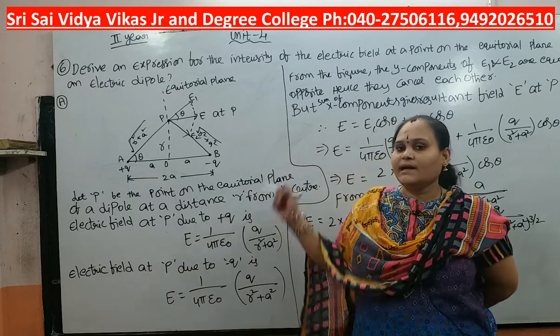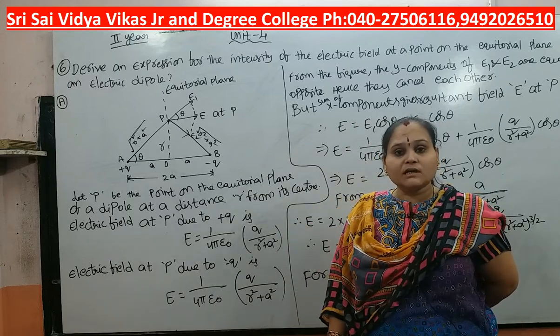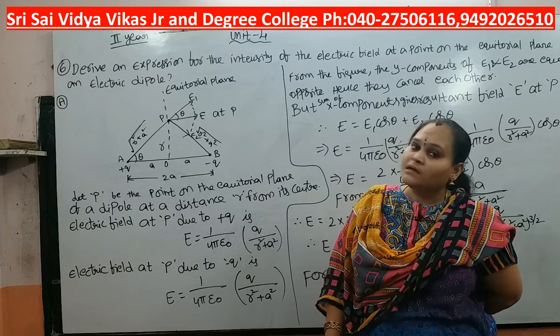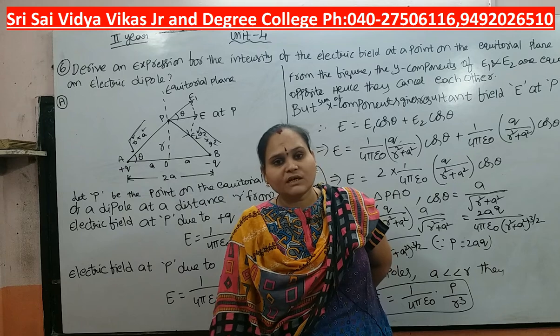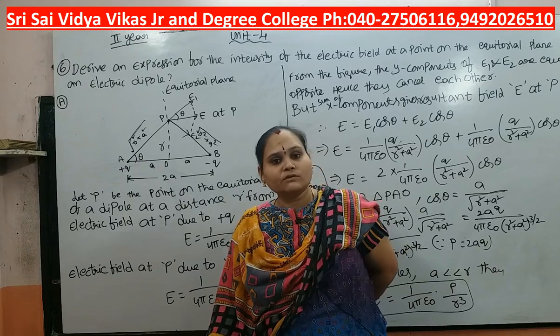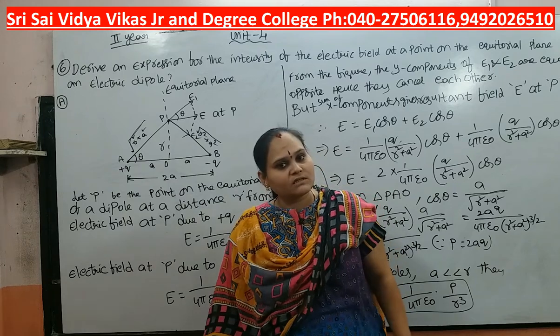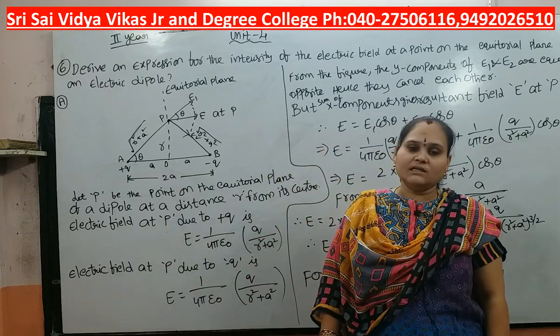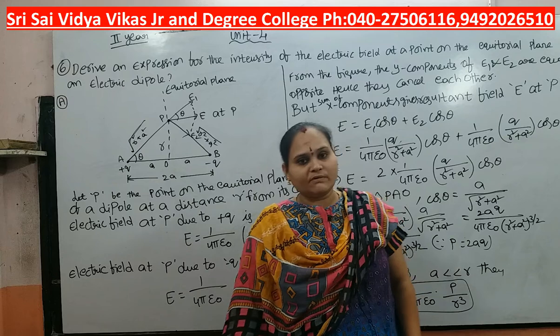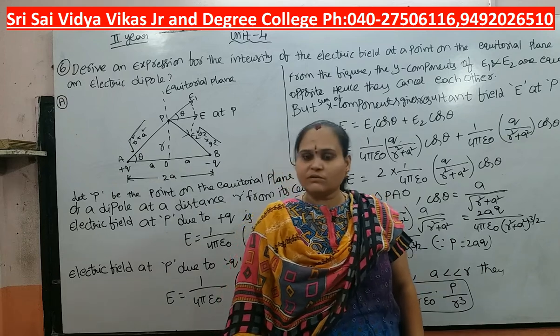From the diagram, the components perpendicular to the axis at P both cancel each other. Why? Because they are equal and opposite in direction. So the total resultant field will be equal to the sum of the other components, that is E equal to E1 cos theta plus E2 cos theta. Substituting E1 and E2 in E, we get E equal to 2 into 1 by 4 pi epsilon naught q by r square plus a square into cos theta.